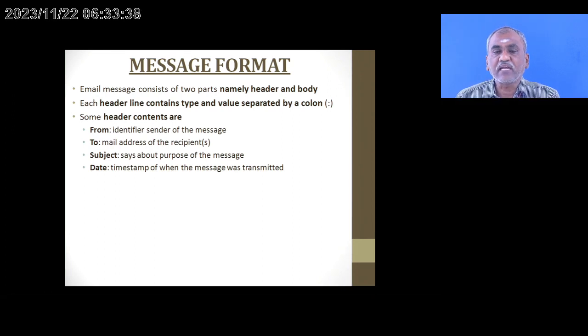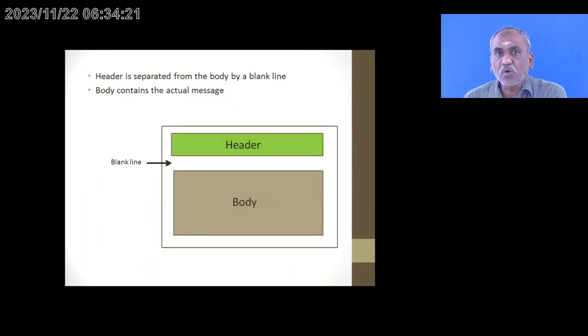And the message format, right? Messages consist of a header and a body. Each header line contains a type and a value separated by a colon. Some of the header contents are From, To, Subject and Date. From is our own email address, To is the recipient's mail ID, Subject is the subject you are sending, and Date is the date and time stamp of when the message is transmitted. The body is the content of the actual message.